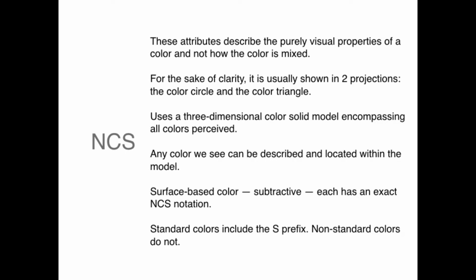the color circle. The NCS also uses a 3-dimensional color model, and any color that we can perceive can be mapped within this color solid. NCS is mainly subtractive, and there are standard colors and there are non-standard colors. So colors can always be added into the NCS system, but they may not be noted as standard NCS colors. And any standard color is going to use an S prefix, and S, of course, is for standard.